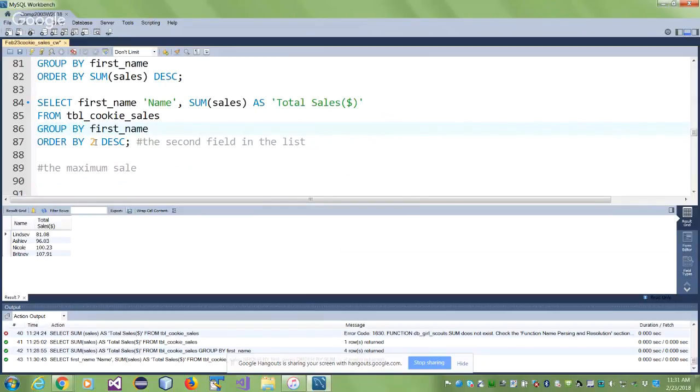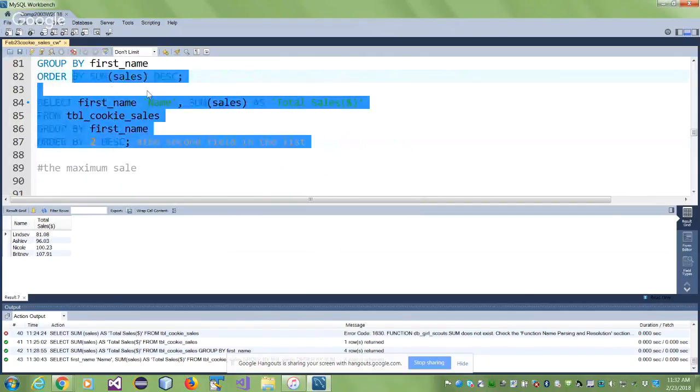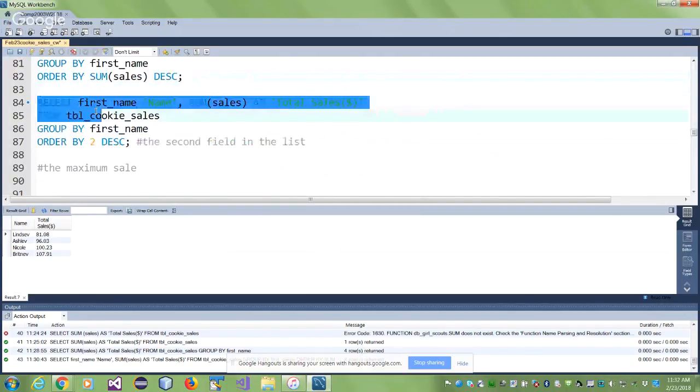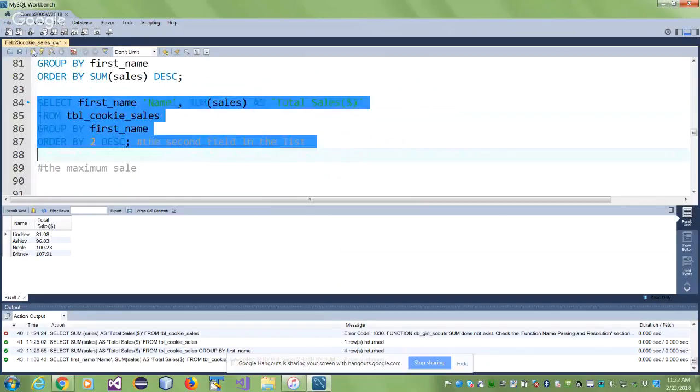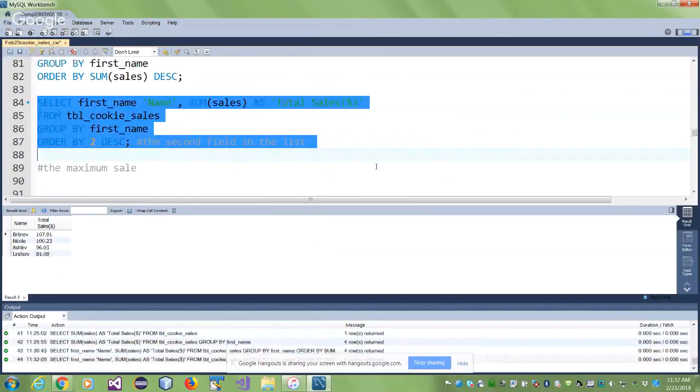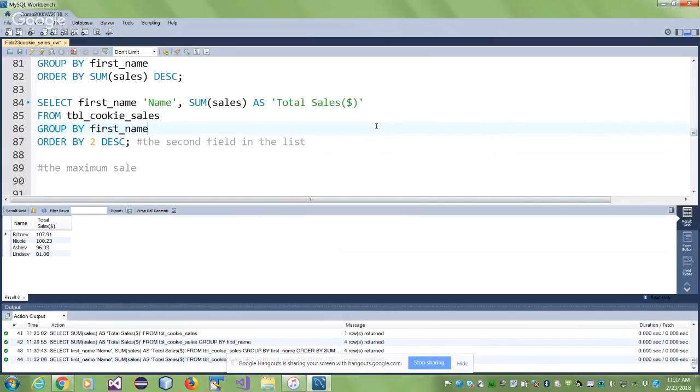If you write 1 here, what will happen? You could have written first name. If you write 1 here, it will sort by first name. If you write 2 here, it will order it by the second field. Let's try that. We should have the same answer, of course. Oh, I did a descending. Before we were seeing ascending. Therefore, it was $81 first. I've changed it to descending. Same answer.